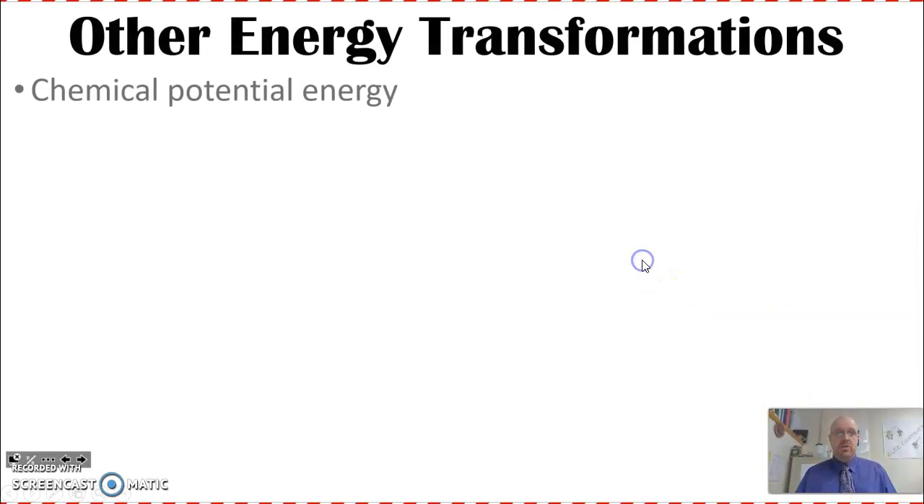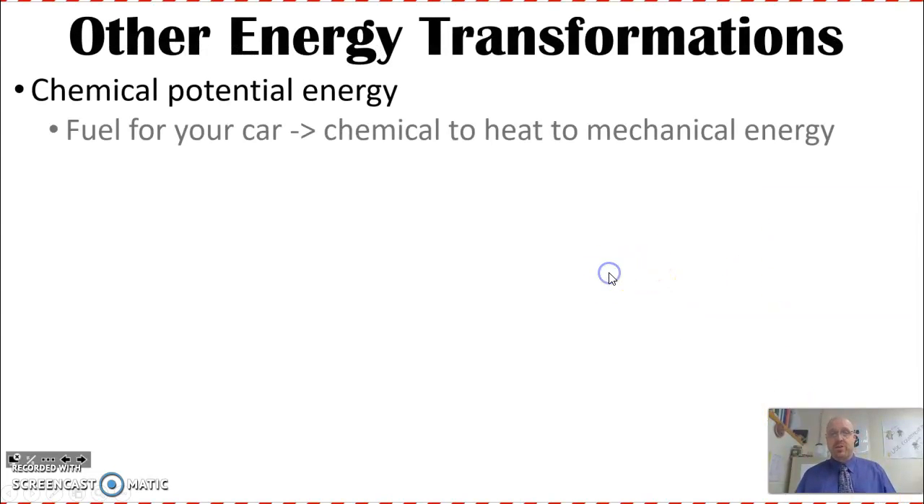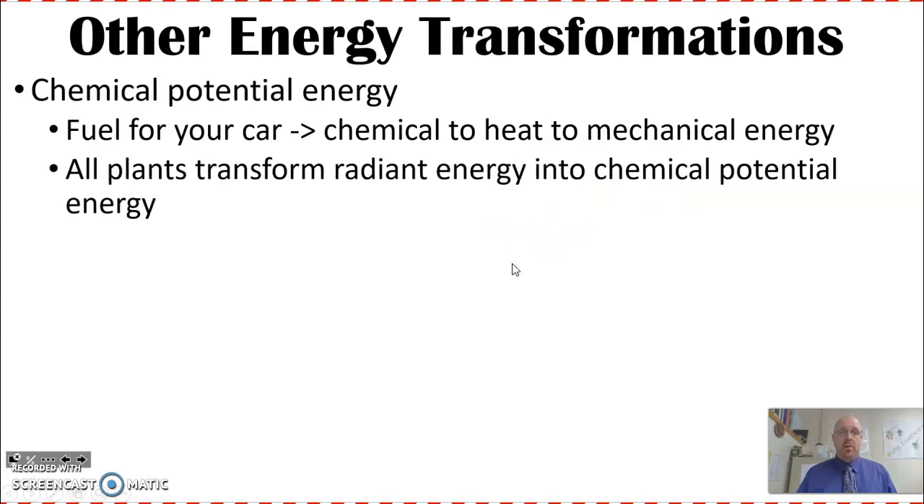Continue on with some more. We also have chemical potential energy. This is like, say, fuel for your car or even your body. We take chemicals, right? We put a reaction into them. And again, I talked before where a chemical gets converted to thermal, to heat energy, which then gets converted to mechanical energy to propel your car.